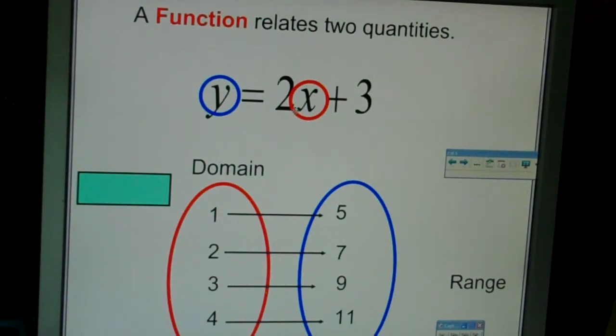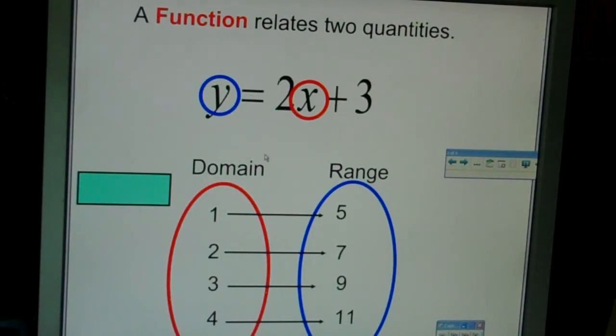So if I put 1 into this function, my output, or the way that it's going to relate, is 1 times 2 is 2, 2 plus 3 is 5. That was my output. And y is always my range. That's why I wanted to have the blues matching. And you can go through this. This is simple math. 2 in for x. 2 times 2 is 4, plus 3 is 7.